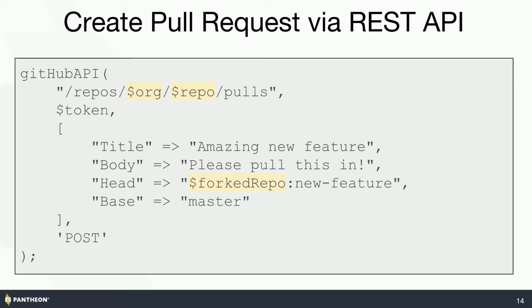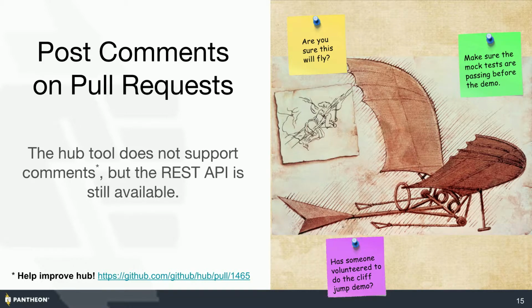Here's the code that actually creates the pull request using the function on the previous slide. You just provide the name of your organization, which is often your GitHub username, and the repository. And down there next to head, I've highlighted forked repo. That's the format that you use if you're making a pull request against the fork, but you just leave that and the colon off if you're posting directly to the primary repository.